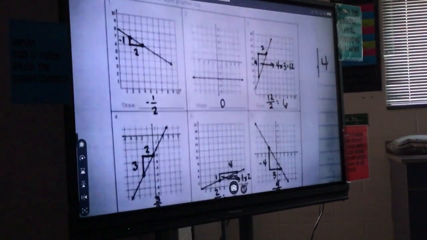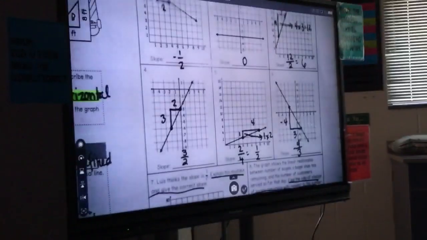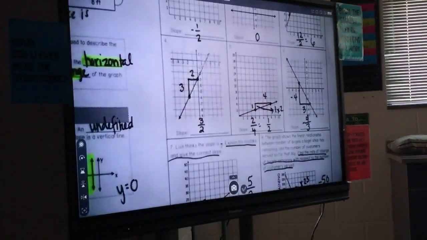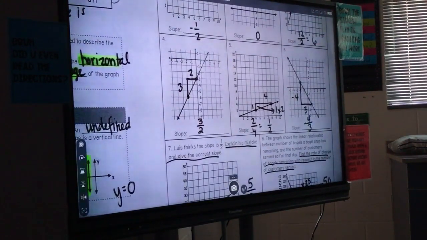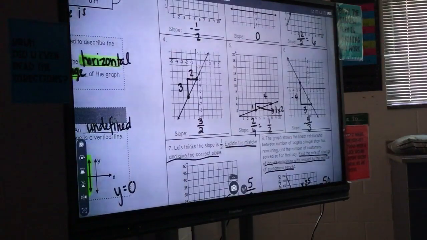Jeffrey? -4/3. All right, what mistake did Lewis make to where it is not half? He didn't read the graph right. On the left side, what is it increasing by? It's increasing by 5. On the bottom, it's increasing by what? 1. So he misread the graph, which gave him the wrong answer. What is the correct answer then? 5/2.